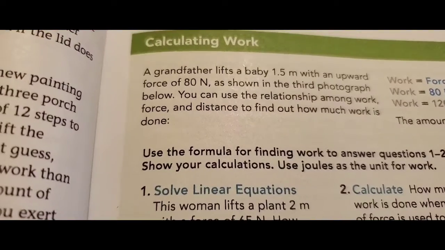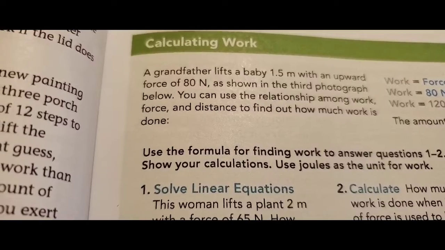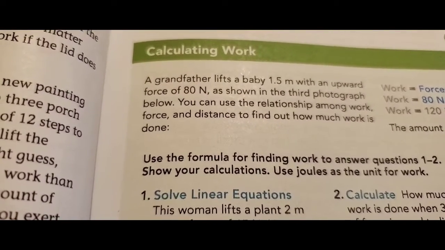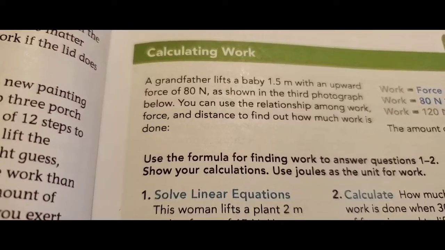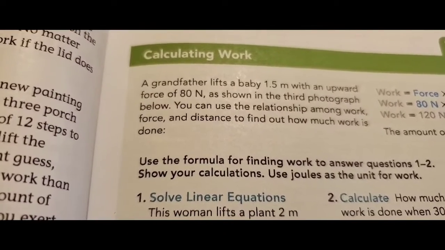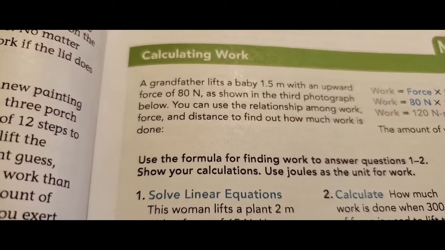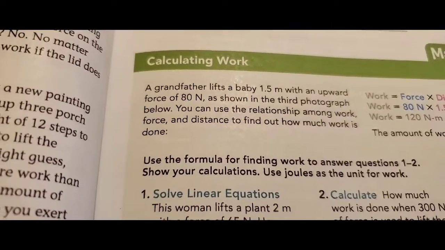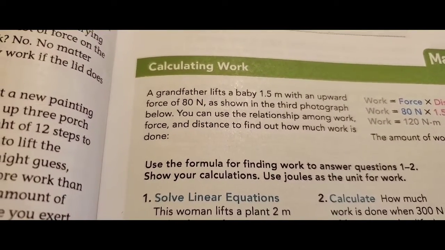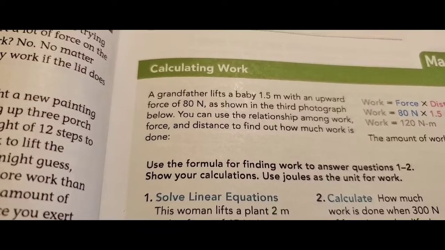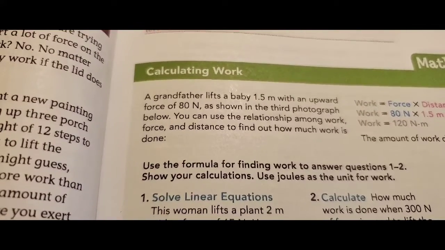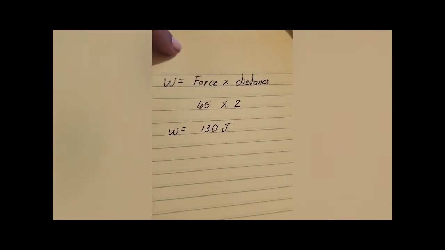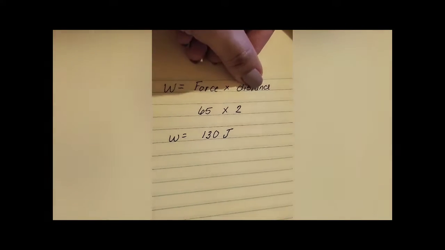Here we have a second problem in which they're asking us to look for how much work she has done. They're giving us 2 meters, which is distance, and 65 newtons, which is the force. So we're going to find out how much work she did. We don't have a third number, so we don't need to divide. We just have 65 times 2, and let's find out how much we get from that. This is how your formula is going to look like: work equals force times distance.